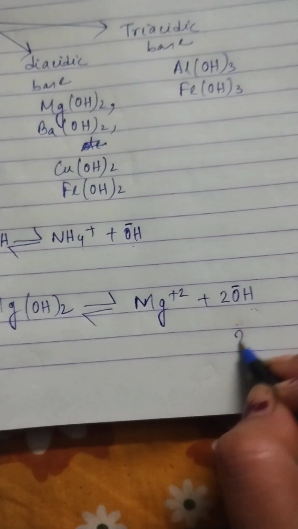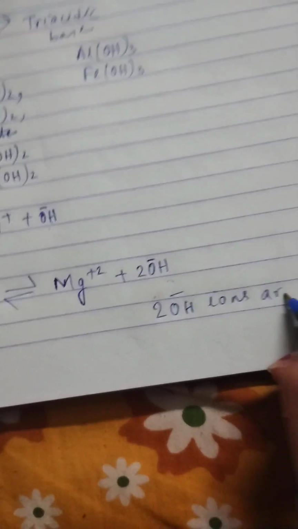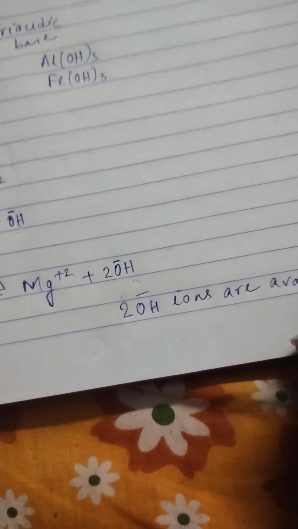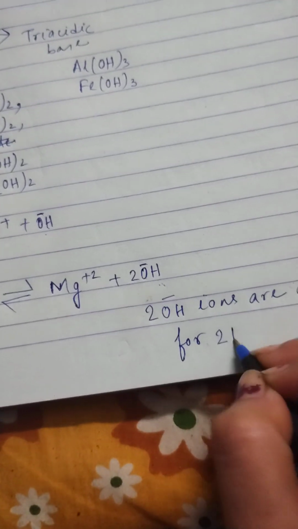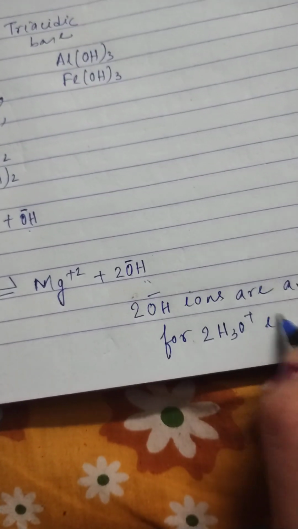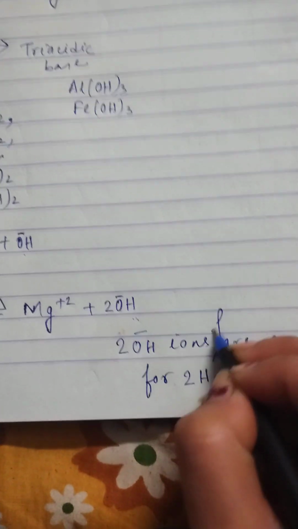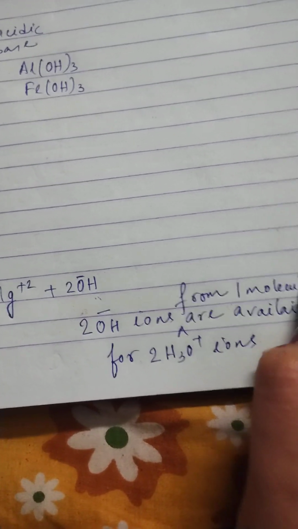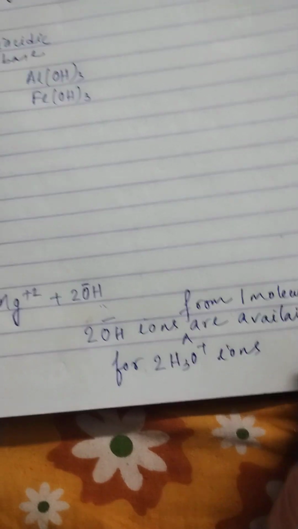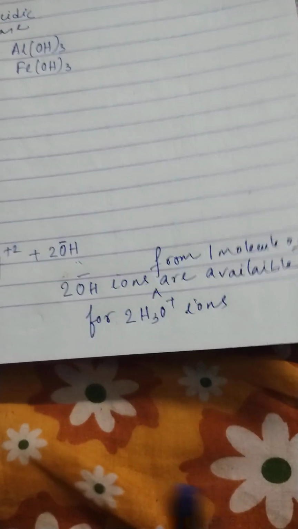2 hydroxide, 2 OH- ions are available for 2 hydronium ions. 2 hydroxide ions from one molecule of the base are available for 2 hydronium ions.